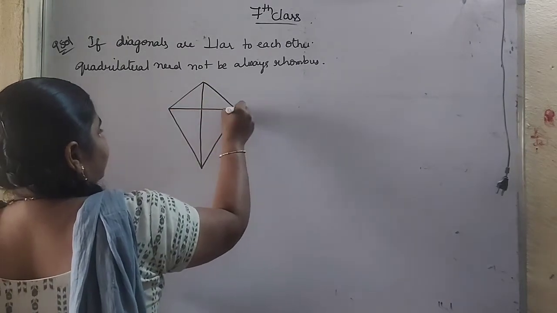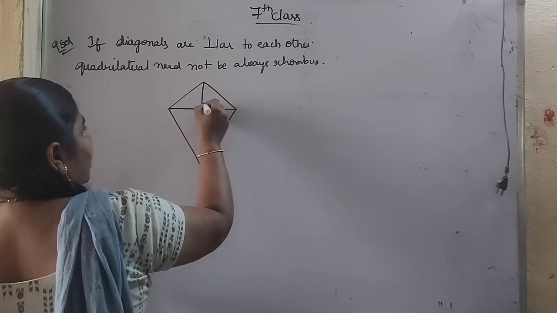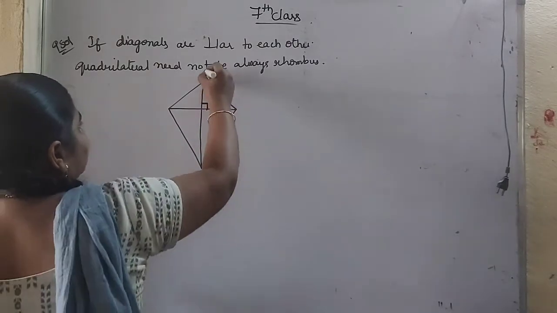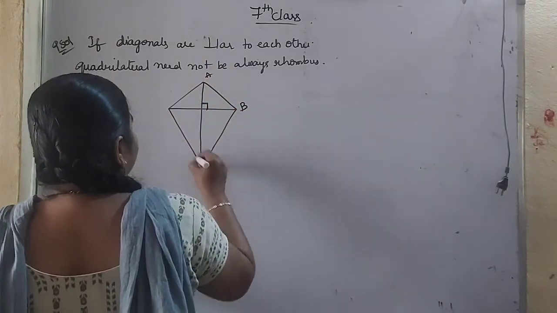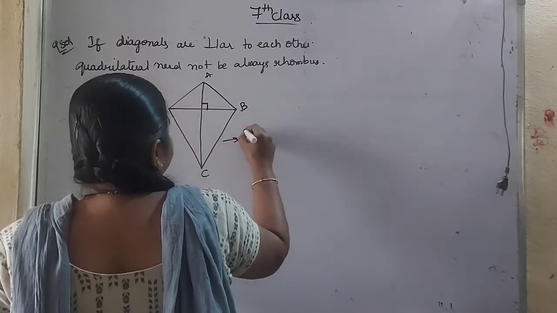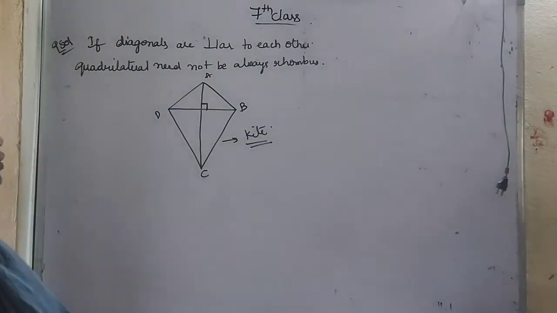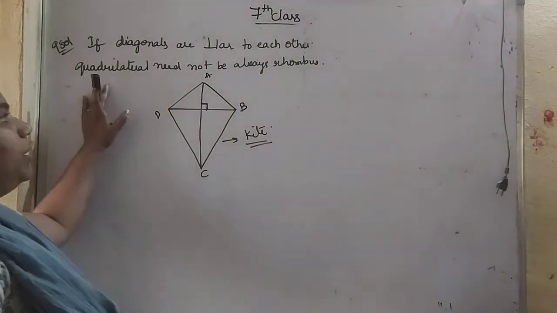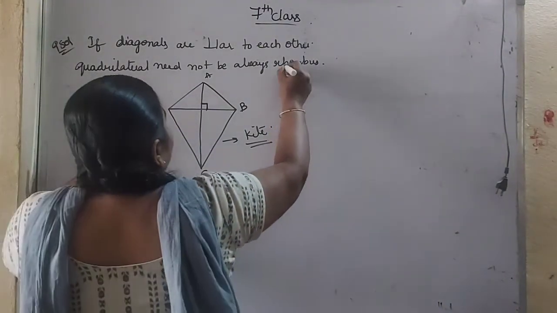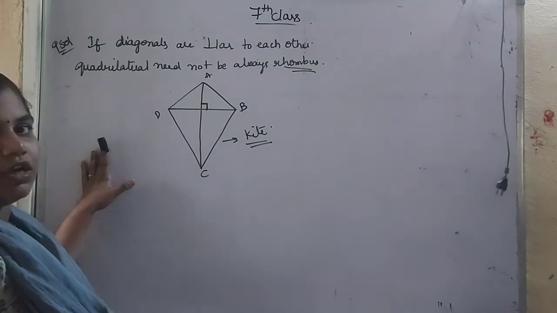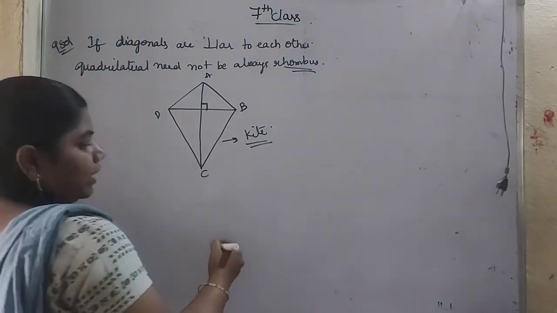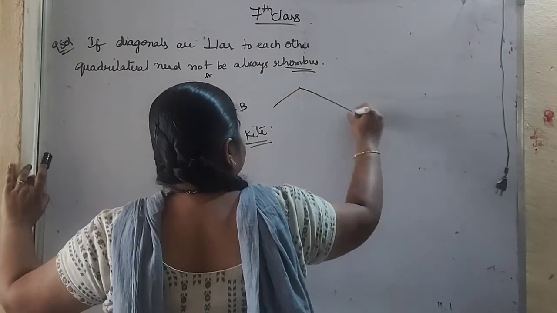kite, and if you see the diagonals of this kite, they are always perpendicular to each other. So this is not a rhombus. This figure is called a kite. So that's why we wrote here, the diagonals are perpendicular to each other, the quadrilateral need not always be a rhombus. It can be any other figure. It can be a kite or any other figure like this also.